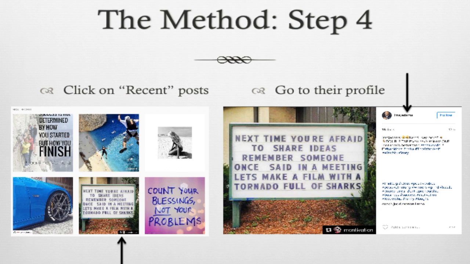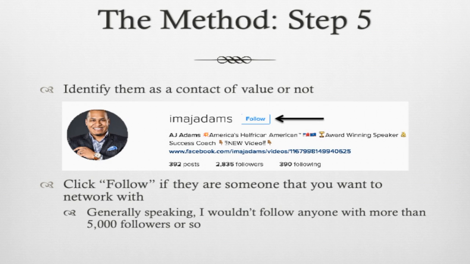So you're going to go to the profile, as you can see on the right, and to go to that profile, you're going to click on their name in the top right there. So once you've gone to their profile, you're going to want to identify them as a contact of value or not. By that I mean, are they actually an entrepreneur? Are they actually an author? Are they actually a speaker? Are they actually somebody who you want to be spending your time with?